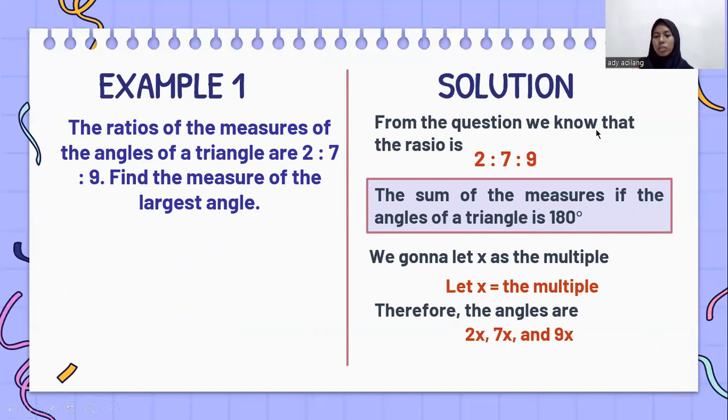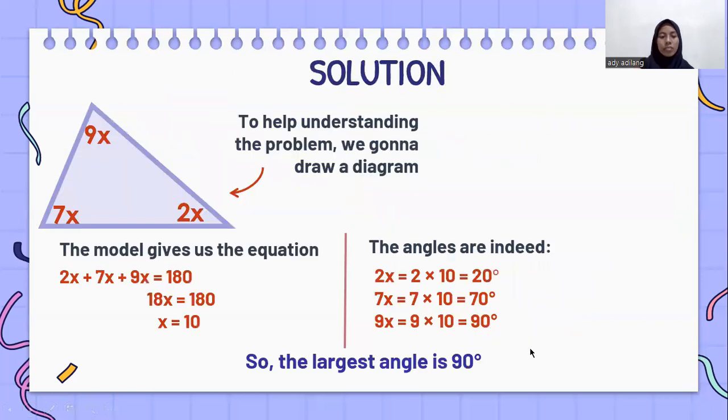From the question, we know that the ratio is 2 to 7 to 9. The sum of the measures of the angles of a triangle is 180 degrees. We're going to let x be the multiplier, and therefore the angles are 2x, 7x, and 9x. To help understand the problem, we're going to draw a diagram. This one is our diagram.